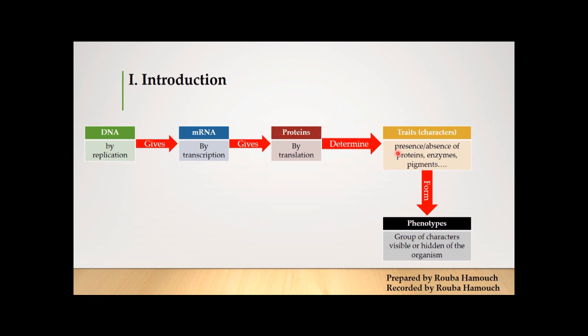The proteins, by their presence or their absence, will determine the traits. You know that proteins could be enzymes, could be pigments, could be hormones, etc. And the presence or the absence of these proteins will form the phenotype. Thus, the phenotype can be defined as the group of characters, visible or hidden, of an individual.